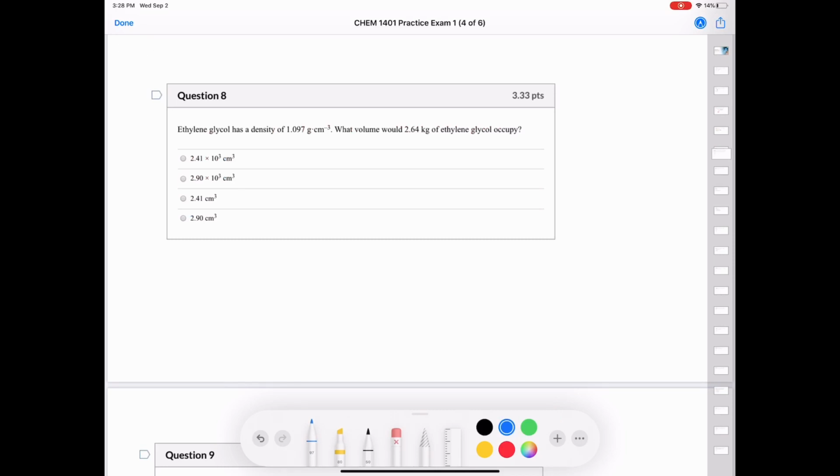Next question, ethylene glycol has a density of 1.097 grams per centimeter cubed. What volume would 2.64 kilograms of ethylene glycol occupy? Well, you can see that we're given our density in grams per centimeter cubed and our mass in kilograms. Let's take a look at our formula first. Density is equal to mass over volume.